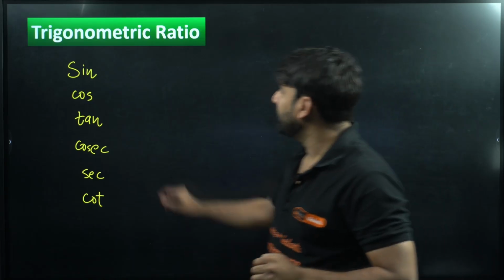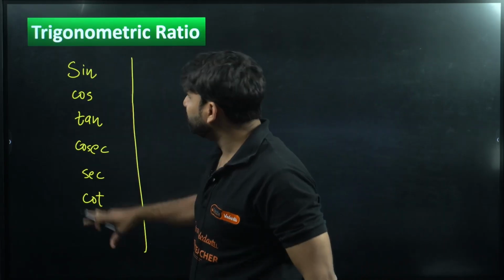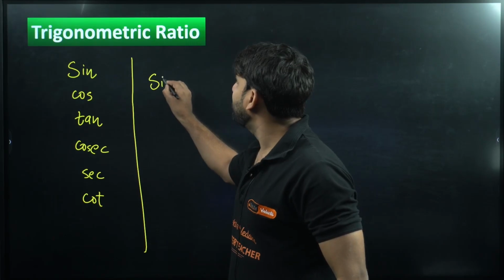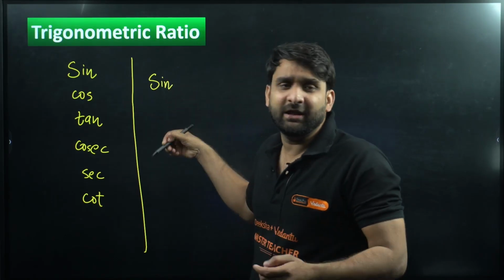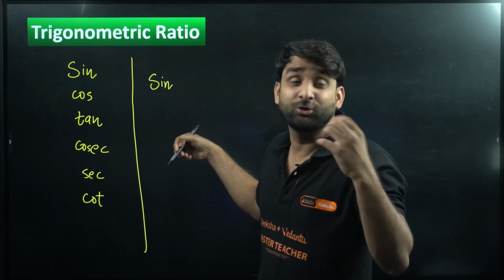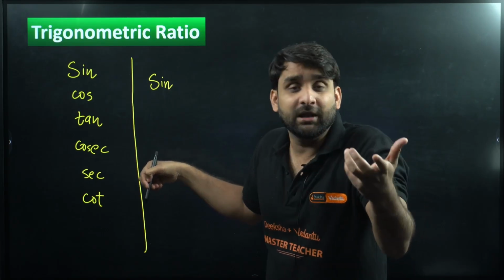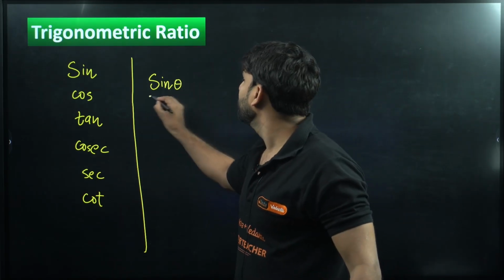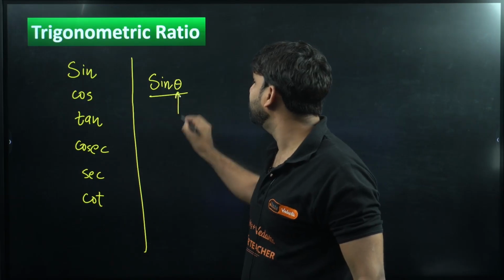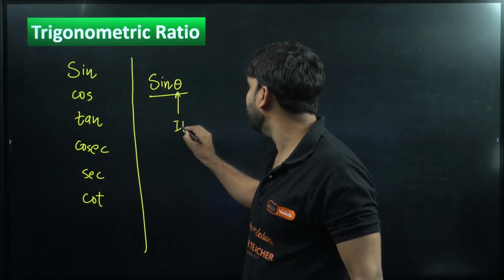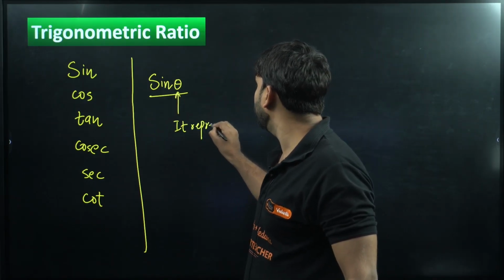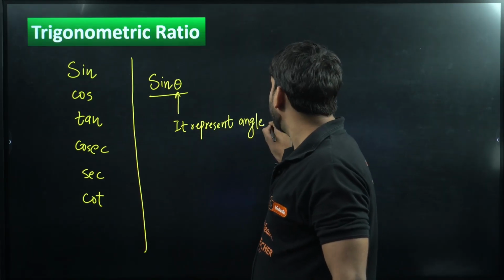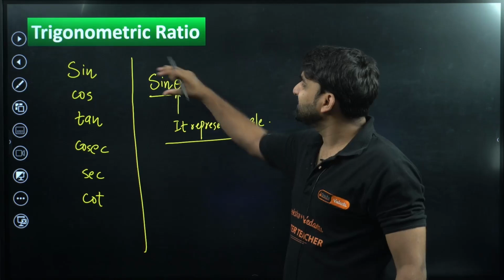My dear lovely students, whenever we write these trigonometric functions, they always come up with some angle, whether the angle may be 10 degree, 20 degree, 30 degree, 60 degree, I don't know. So for any general angle, to represent the position of angle, we use theta. So basically it represents angle. Now sine theta is the complete information.